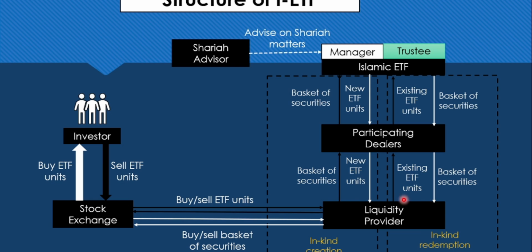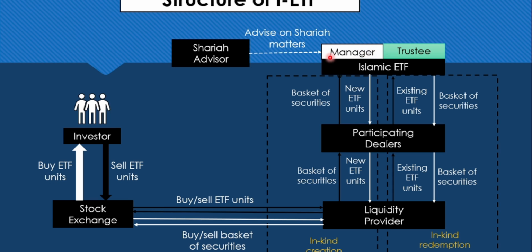Moving on, the third participant is the liquidity provider. The liquidity provider is the body who aids in providing liquidity to the ETF. The fourth participant is the participating dealers. The participating dealers' main role is to perform and facilitate in-kind creation and redemption of ETF units. It can also act as a liquidity provider to facilitate the trading of ETF units on the stock exchange. The fifth participant is the Islamic ETF. Islamic ETF can be differentiated into two participants. The first participant is the manager.